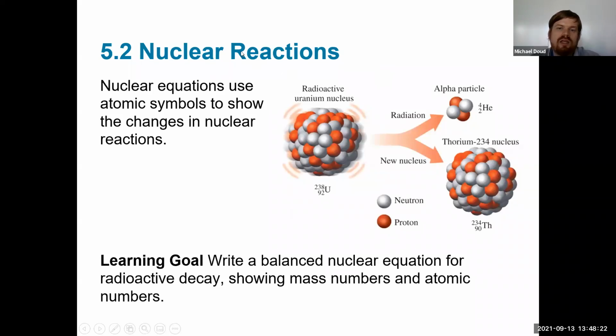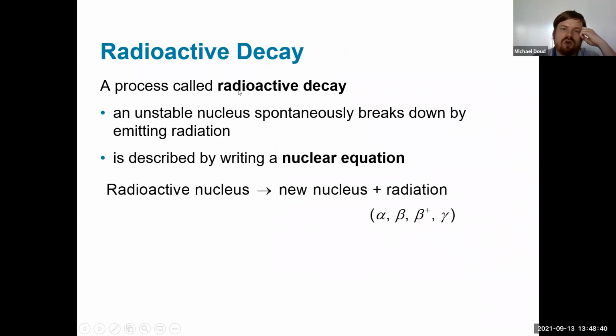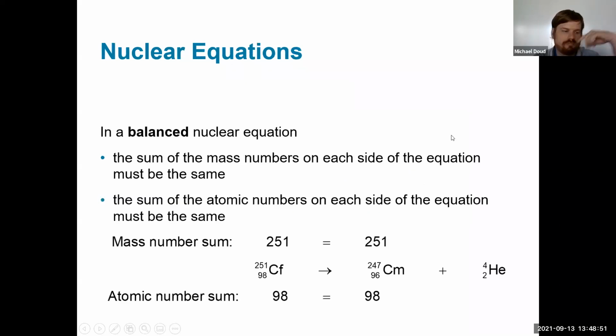Okay, next up, nuclear reactions. This is the part that's going to be on homework, but not on the test. For nuclear equations, we're going to use the atomic symbols, the isotopic symbols, to show changes in the nucleus in a given nuclear reaction. Radioactive decay is basically an unstable nucleus that breaks down and emits radiation. It can emit alpha particles, beta particles, or gamma radiation.